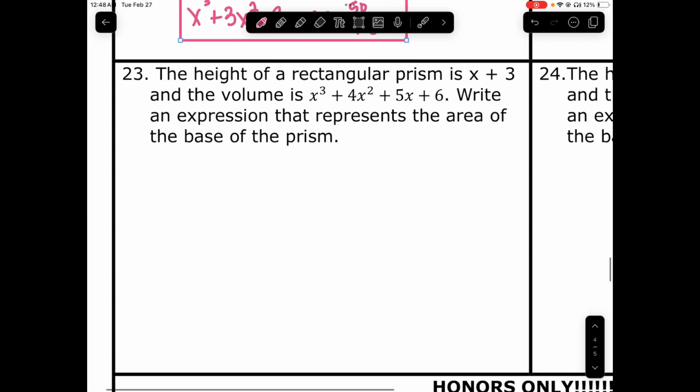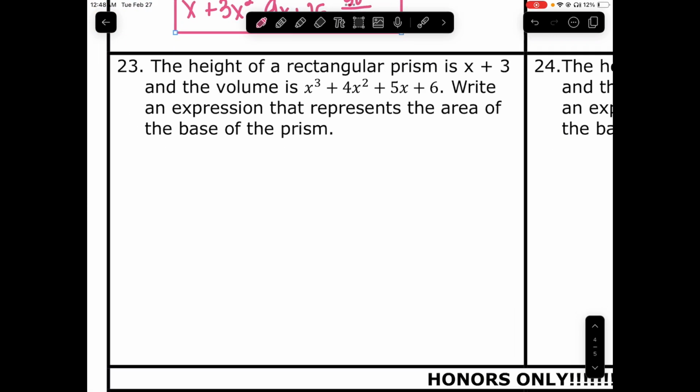Number 23. The height of a rectangular prism is given and the volume is given. Write the base area. So volume equals base area times height. In order to figure out the base area, you have to do the volume divided by the height. So basically, it's just a division problem.